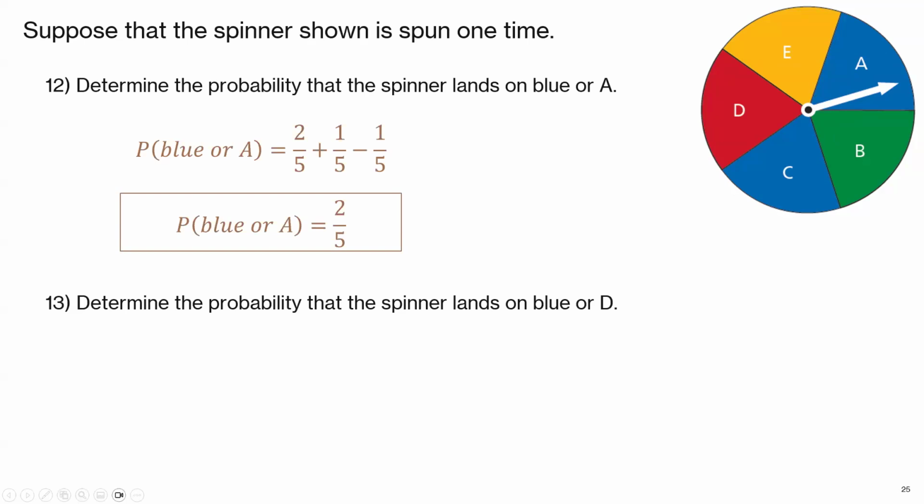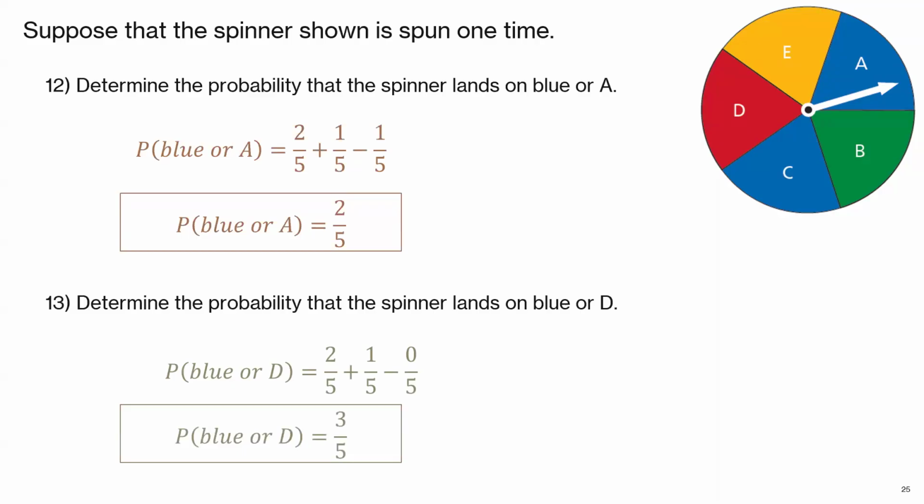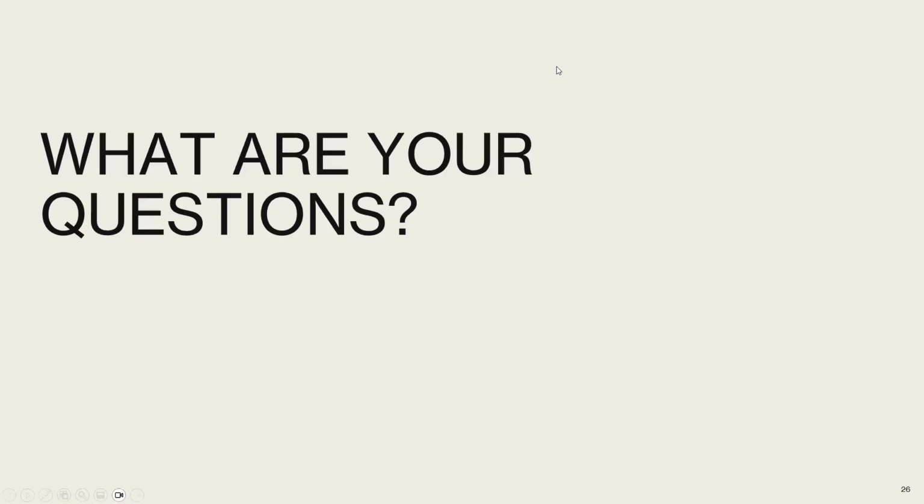Then it says determine the probability that it lands on blue or D. So for blue, again, I have 2 out of 5. For landing on D, I have 1 out of 5. And then the overlap, well, the D is actually red. So in this case, there is no overlap. That's a 0 out of 5. So adding 2 out of 5 plus 1 out of 5 gives me 3 out of 5. Once again, let me know if you have questions.